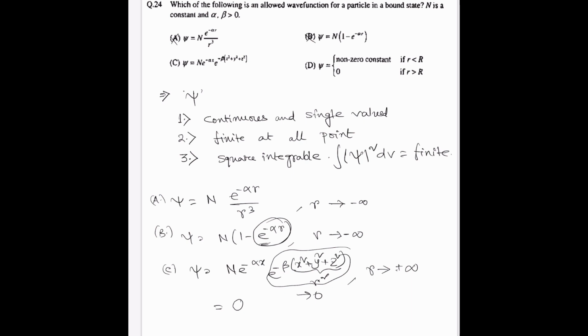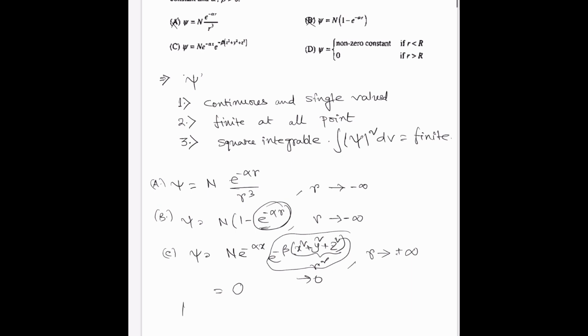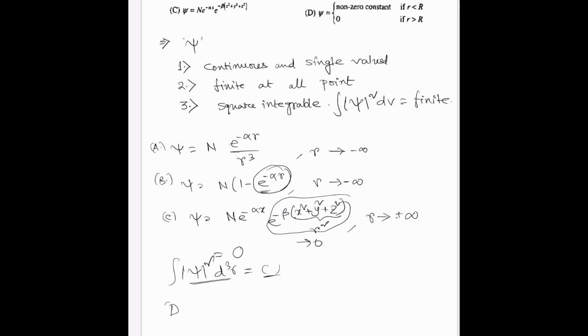Property 1, which is continuous and single valued: it is continuous and single valued as well, and also square integrable. That you can show by doing the integration of mod psi square d3r. If you do this, then you can see that this is finite, but you don't need to show this because anyway option D is also not satisfying all the properties.